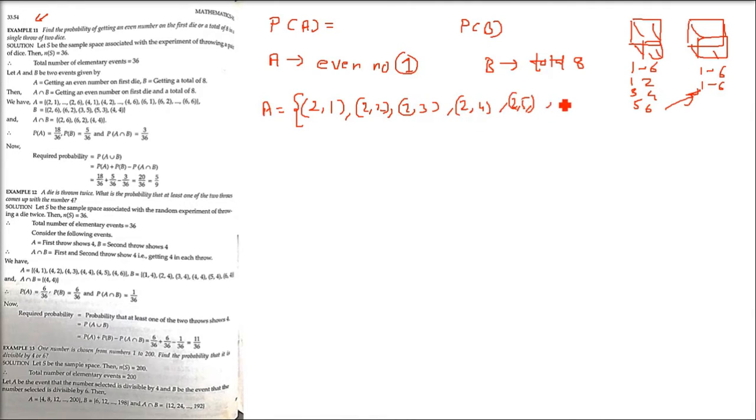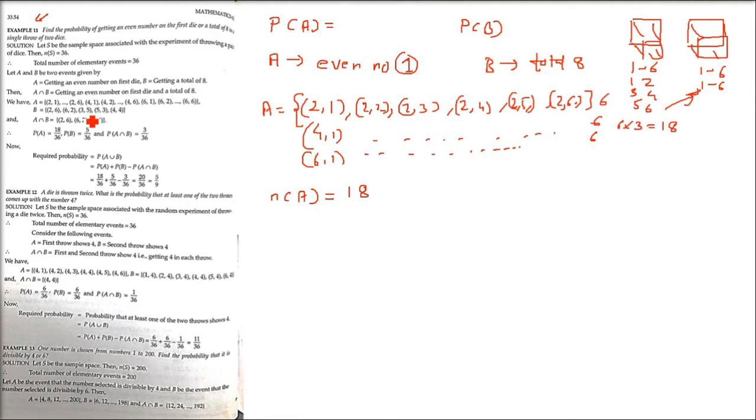Next, you will not take 3 because the first cannot contain odd. So 4 1 till 4 6. Again you will not take 5. Only 6 can come in the first one. 6 1 till 6 6. So these are 6, these are 6, these are 6. 6 into 3 is 18. So the total number of elementary events in A, the number of elements in A, is going to be 18.